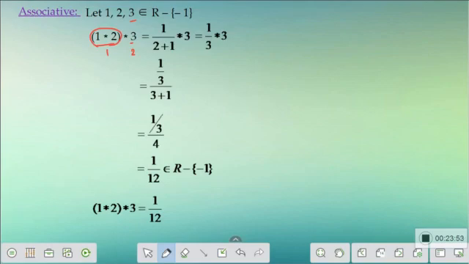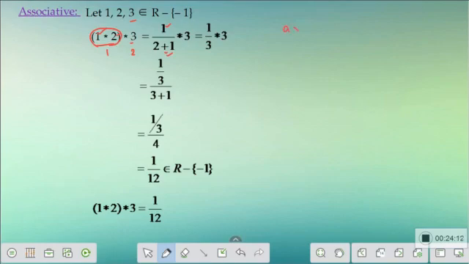So 1 star 2, as per the definition, the first element is in the numerator, that is 1 is in the numerator. The second element is 2. 2 will be in the denominator with 1 added to it. So we have 1 by 2 plus 1 star 3. That means we have 1 by 3 star 3.